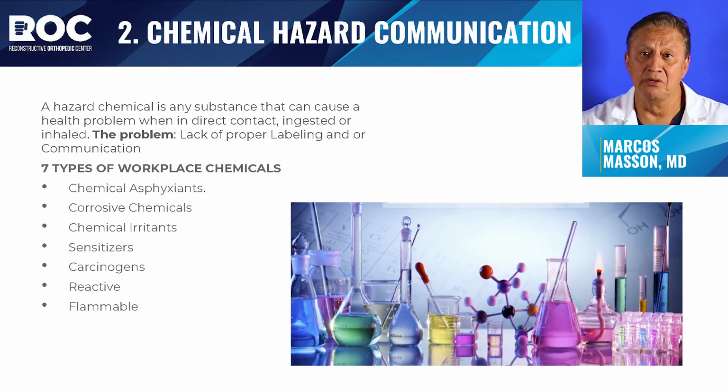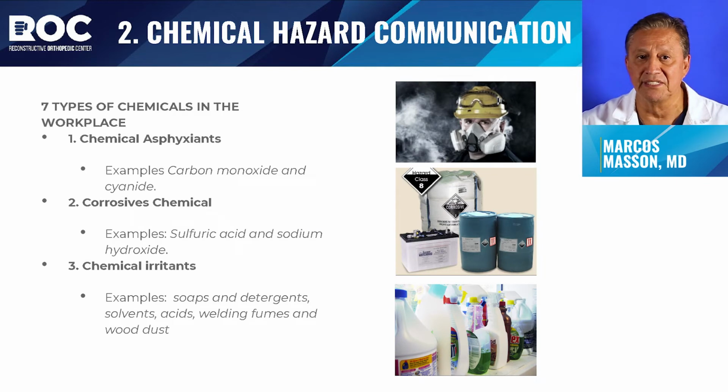In reference to chemical hazard communication, there are types of chemical hazards, and we'll talk about each of them, but the reason that they cause problems typically is related to improper labeling and improper communication. Now, the 7 types of workplace chemicals include chemical asphyxiants, corrosive chemicals, chemical irritants, carcinogens, sensitizers, reactive chemicals, and flammable chemicals. Let's start with chemical asphyxiants.